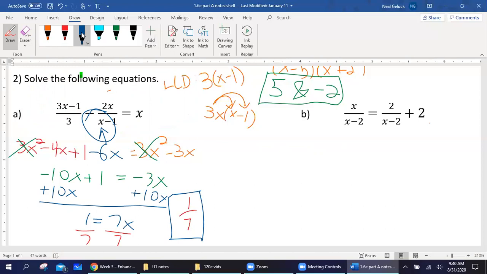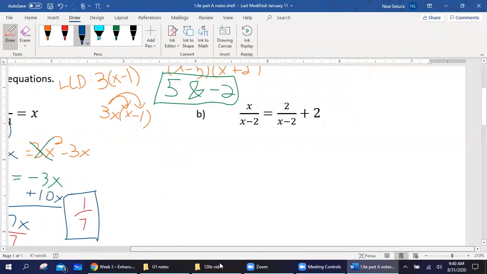For letter B, again, I need to figure out my least common denominator, which in this one is actually easy. The least common denominator is simply x minus 2. That's the only factor I have in the denominator. So I'm going to multiply every term by x minus 2.